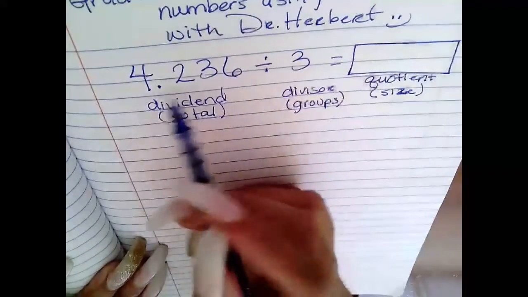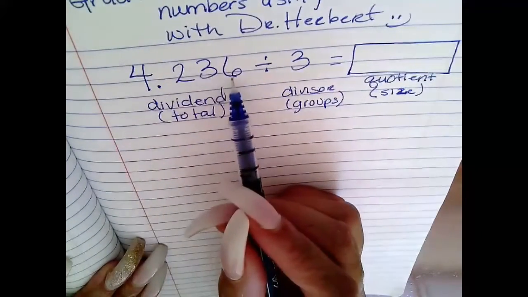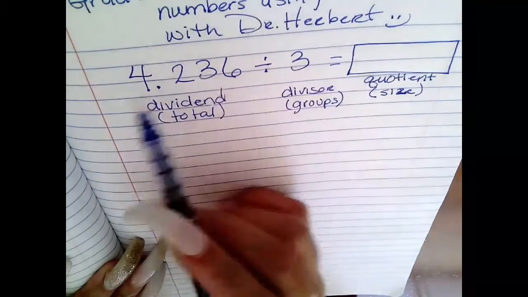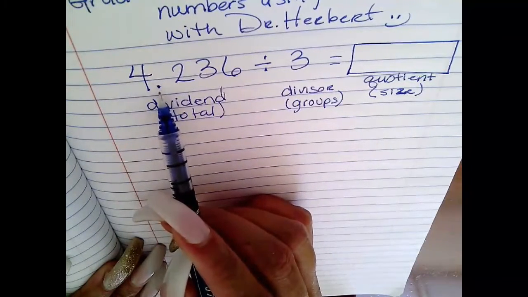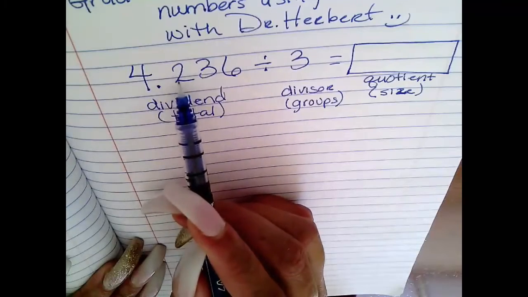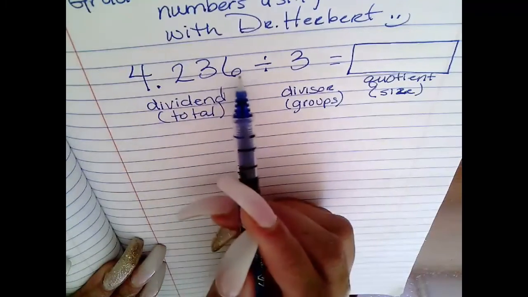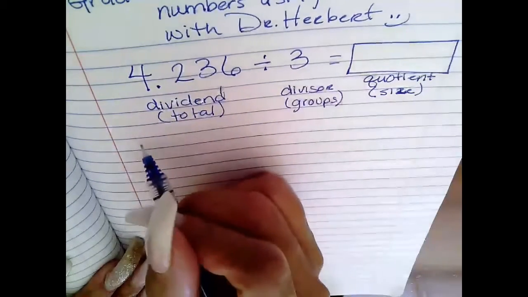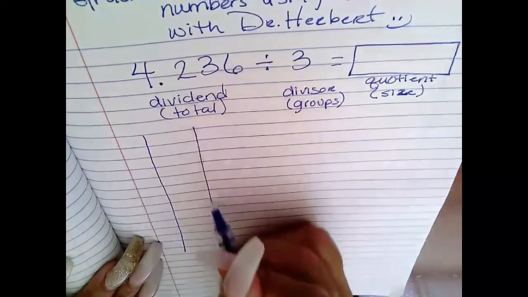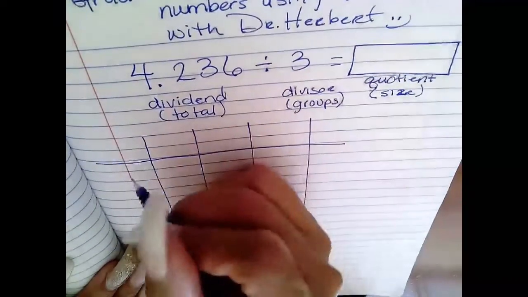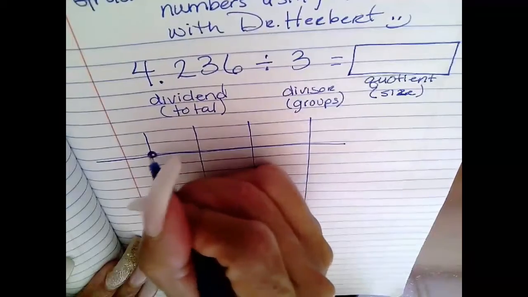First things first, I want to make sure I understand each part of this number. I see 4 ones. I know this is 4 ones because I see my decimal mark here. And then I have 2 tenths, 3 hundredths, 6 thousandths. Let's show that on my place value chart here. Make it real simple for y'all. Here's my decimal.